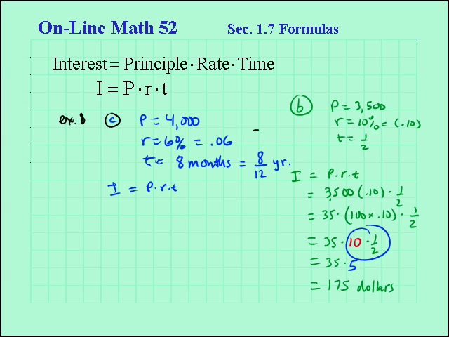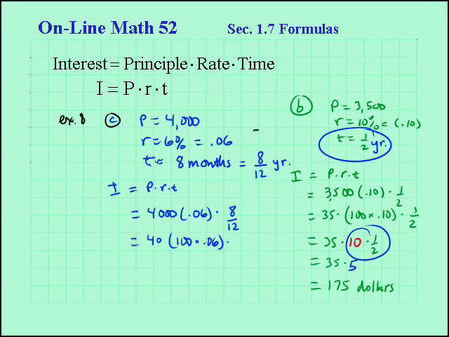Here we had 1/2 year. I never wrote that down, did I? 1/2 year. Well, let's see what we have here. 4,000 times 6%, 0.06, times the 8/12. Now I'm going to do two things here. I'm going to multiply these together, and the 8/12 I'm going to simplify by reducing the fraction. So that's going to be 40 times 100 times 0.06. And then this fraction reduces by a factor of 4 to 2/3.